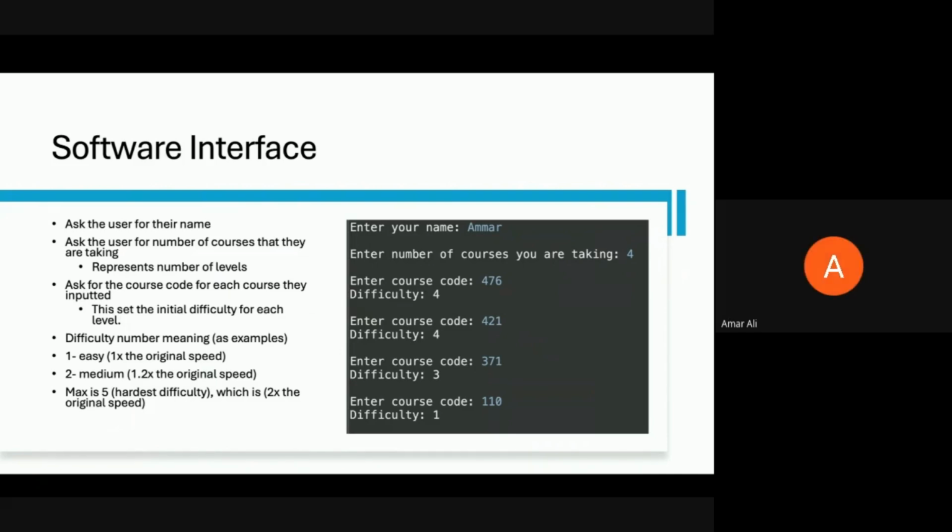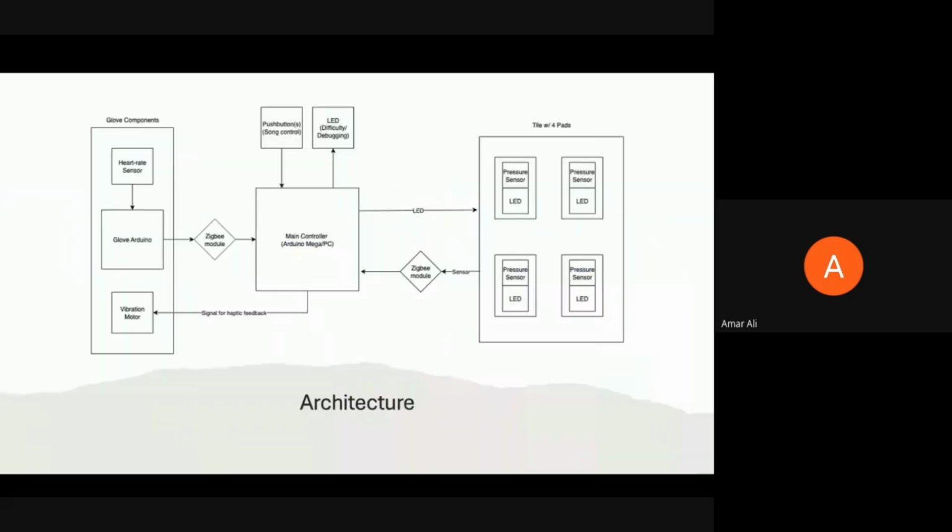Okay, for the next point, as we said, this is the starting difficulty set by the user based on the course code that he enters. So 4 courses are 4 levels. Later on, while the user is playing, the speed of the song will change based on the beats per minute measured. So this is the architectural diagram for the project. We have a glove component, a tile with 4 pads, and a main controller.